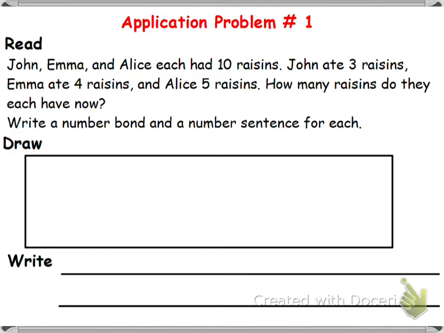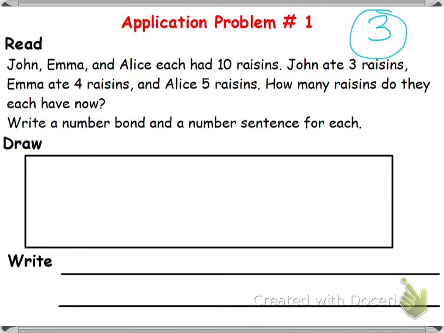Alrighty, guys. So in this nice new workbook, you're going to turn to page number 3. This workbook is the new workbook that has the blue on it. Alrighty, guys. So now, I'm going to read this to you. It says, John, Emma, and Alice each had 10 raisins. John ate 3 raisins, Emma ate 4 raisins, and Alice ate 5 raisins. How many raisins do they each have now?